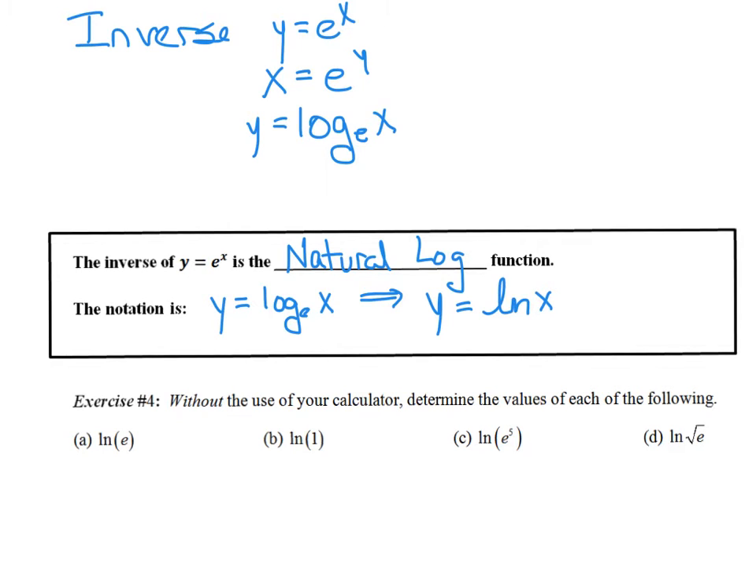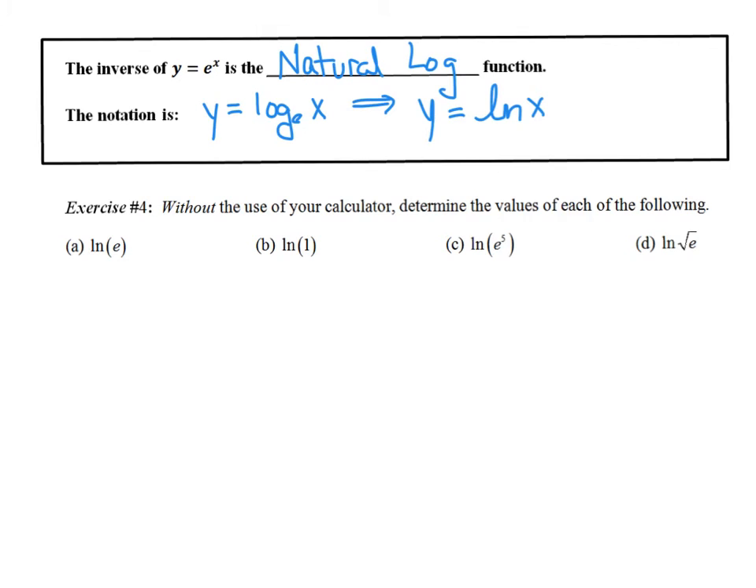So in exercise number 4, we're going to try to do these calculations without our graphing calculator. Looking at the first one, I've got natural log of e. If it helps you, you could rewrite this as log to the base e of e. Now that might make it a little bit easier to realize what this answer is.